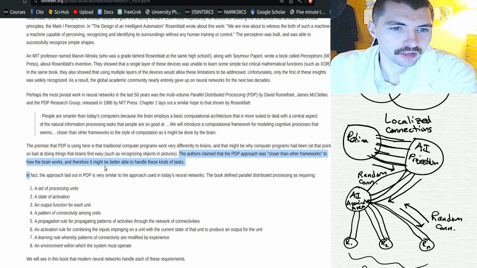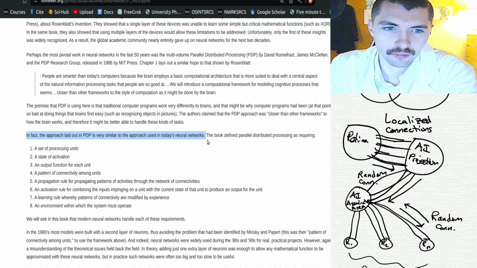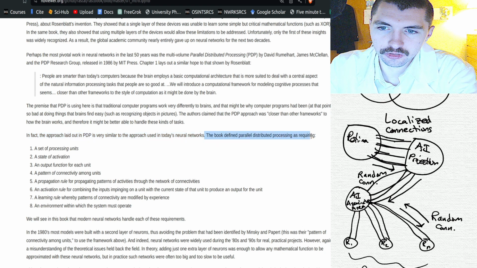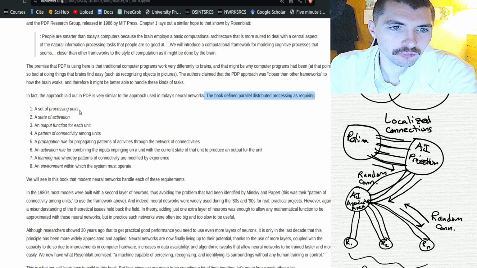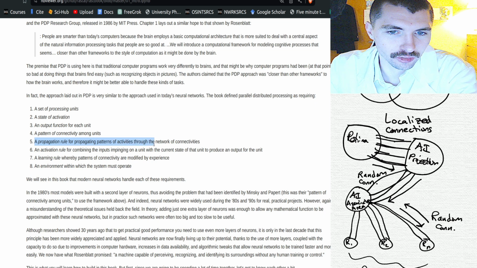They're just close to the frameworks, how the brain works. So, in fact, the approach laid out in PDP is very similar to the approach used in today's neural networks. Okay. The book defined parallel distributed processing as requiring a set of processing units, a state of activation, an output function, a pattern of connectivity, a propagation rule for propagating patterns of activities through the network of connectivities.